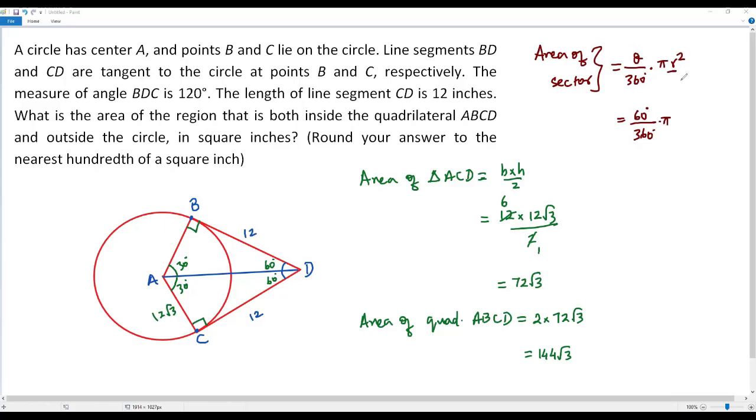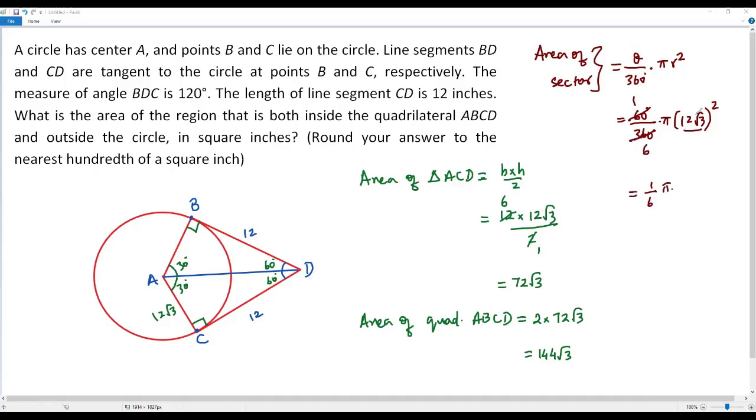This r represents the radius of the circle. Actually, the line segment AC over here represents the radius of the circle. Its length is 12 times square root of 3. That is, the radius of the circle is 12 times square root of 3. Now let me plug in 12 times square root of 3, the whole squared. Here 60 goes into 60 1 time and 60 goes into 360 6 times. I am getting 1 over 6 times pi times.